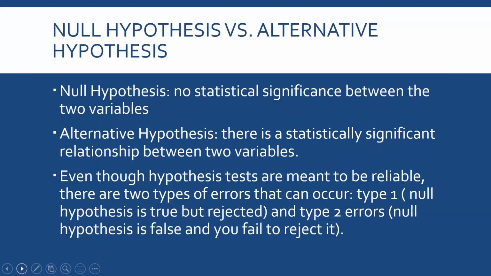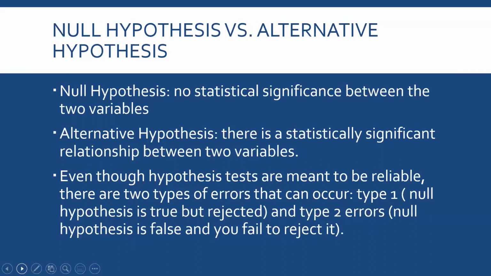The alternative, however, says there is a statistical significance. There is a difference between these two variables. Even though hypothesis tests are meant to be reliable, there are two types of errors. Sometimes, even when we study these hypotheses to see if there is a relation between two or more variables, errors can occur.